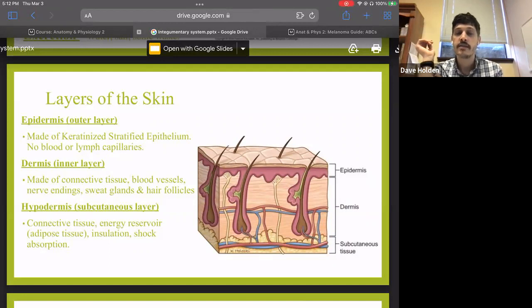This is the layer that is made of connective tissue. This is where all of the blood vessels are. This is where your nerve endings exist. This is where the sweat gland is. This is where the hair follicle sits.